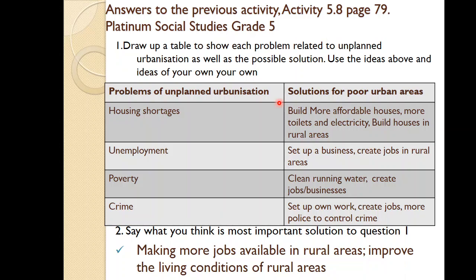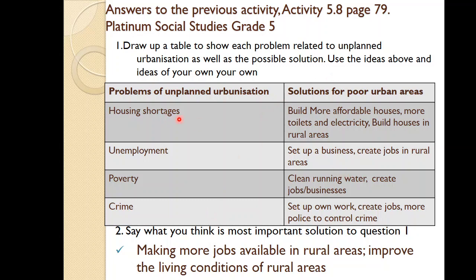Before we start with our lesson, let us look at the answers to the previous activity on page 79, activity 5.8. Draw up a table to show each problem related to unplanned urbanization as well as the possible solution. This is part of the problems of unplanned urbanization and also solutions to the problems.